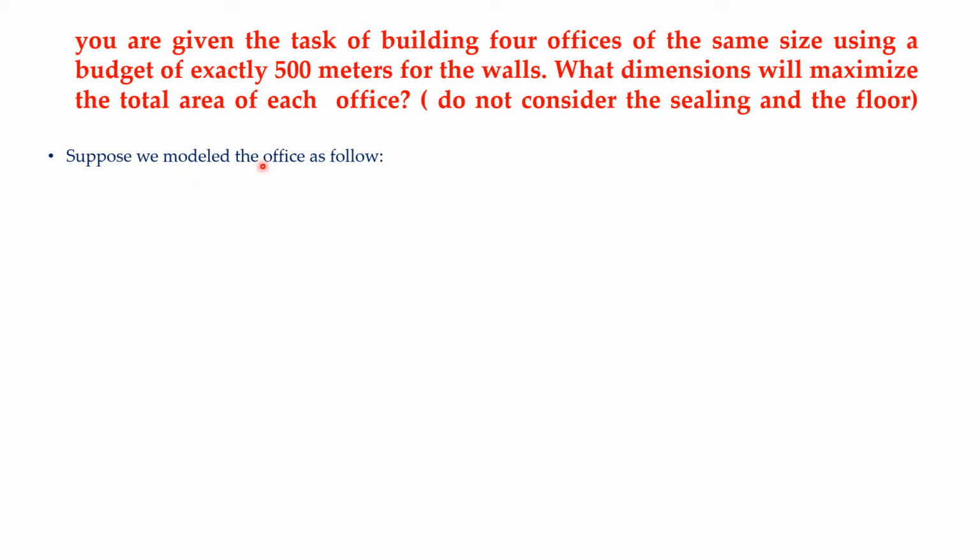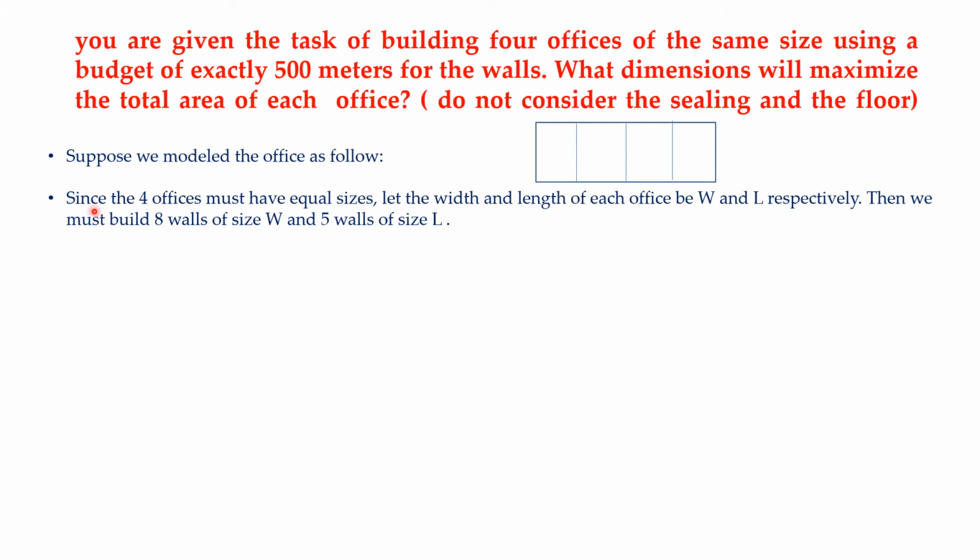Suppose we model the office as follows, like a strip mall. Since the 4 offices must have the same size, let the width and length of each be W and L respectively. Then we must build 8 walls of size W and 5 walls of size L, where L is represented by the vertical lines separating the offices.